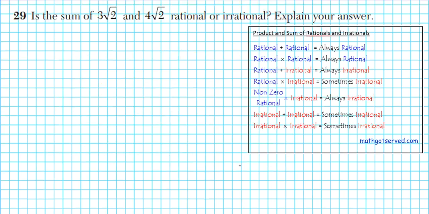Now let's take a look at question 29. It says, is the sum of 3 root 2 and 4 root 2 rational or irrational? Explain your answer. Now here we have a chart of the products and sums of rational numbers and irrational numbers, the different combinations.